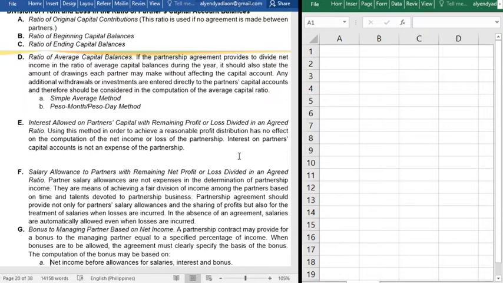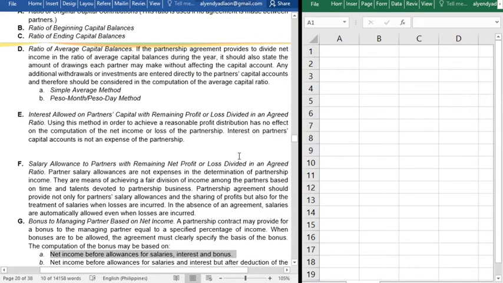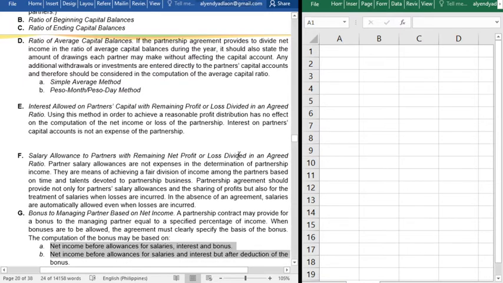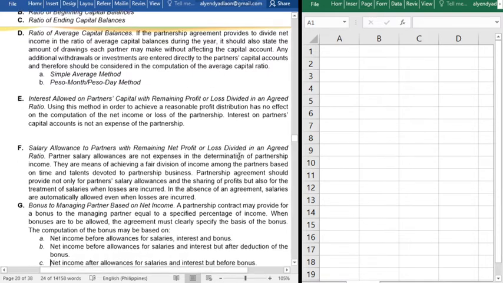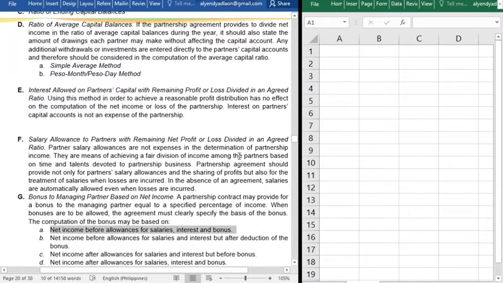Now, the computation of the bonus may be based on, first, net income before allowances for salaries, interest, and bonus. Actually, this is before all the deductions, just the net income itself multiplied by the percentage. Second, net income before allowances for salaries and interest, but after deduction of the bonus. Now look, the basis of the bonus is after the deduction of the bonus. How are we going to solve that? We can see later.